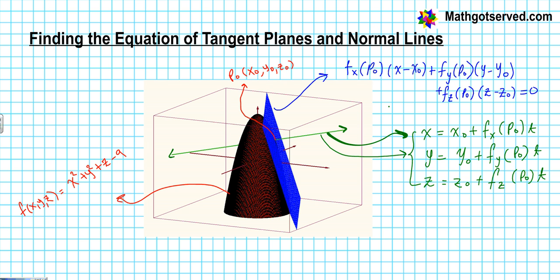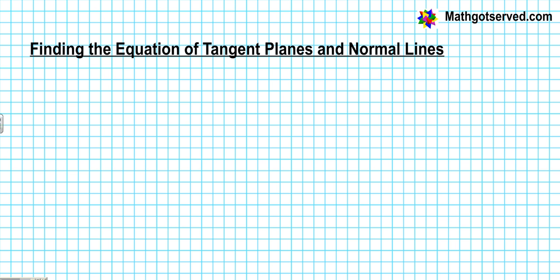Good day, students. In this clip, we're going to be going over part one of the two-part installment of finding the equation of tangent planes and normal lines to a surface. So let's go ahead and take a look at the question that we're going to be doing today. The instructions are as follows.